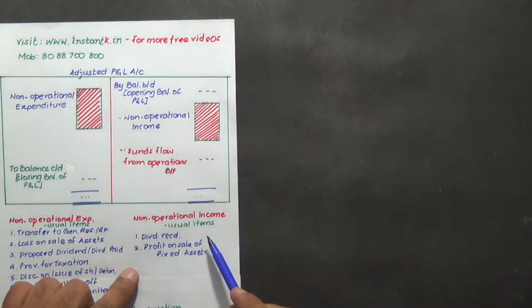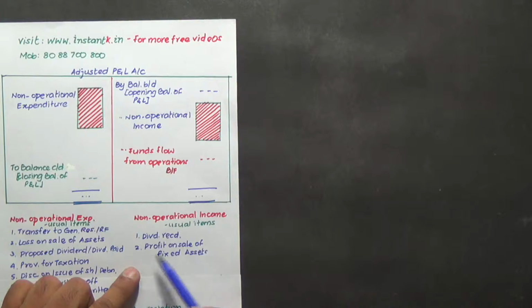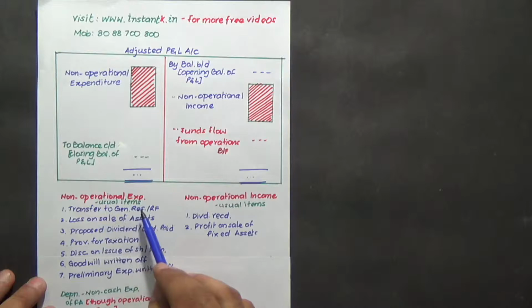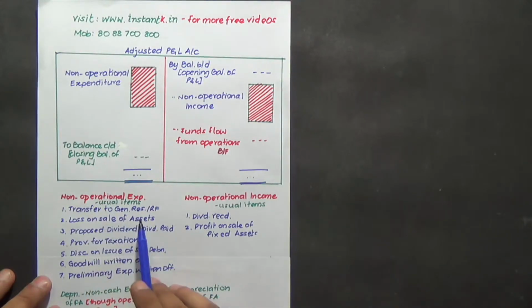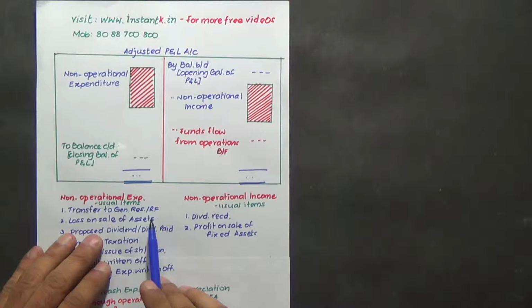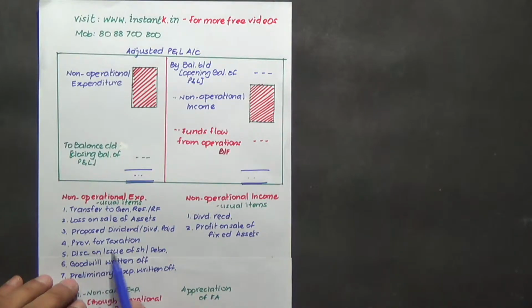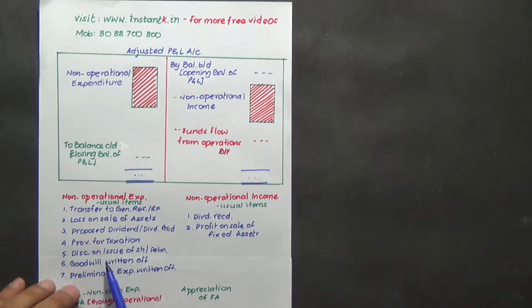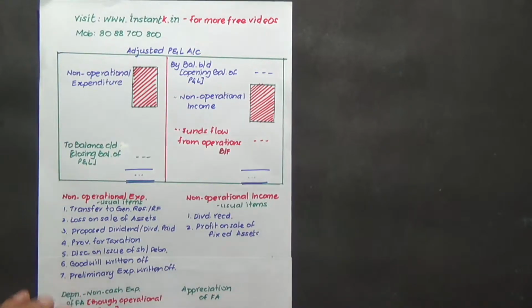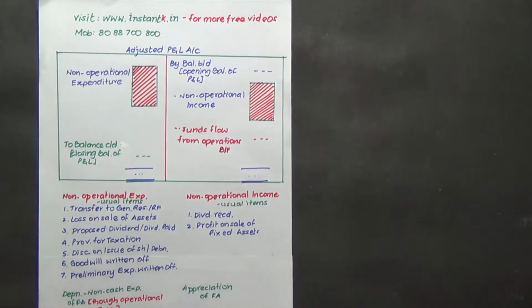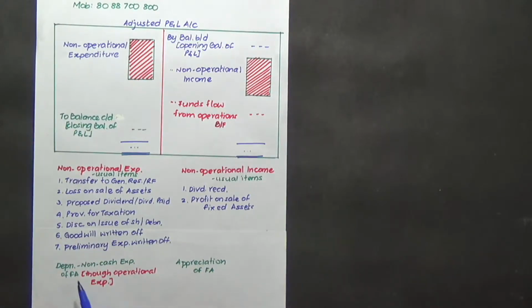Usual items of non-operational income are dividend received and profit on sale of fixed assets. Usual items of non-operational expenditure are transfer to general reserve, also called reserve fund, loss on sale of fixed assets, proposed dividend or dividend paid, provision for taxation, discount on issue of shares or debentures, goodwill written off, preliminary expenses written off, and we'll also see depreciation.